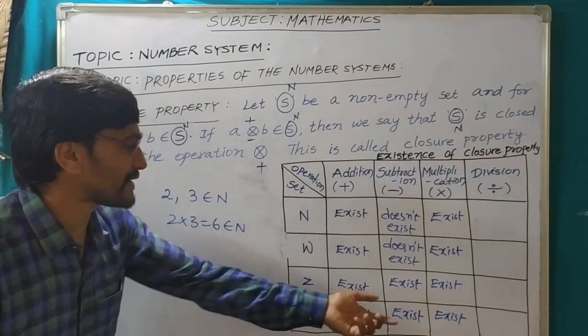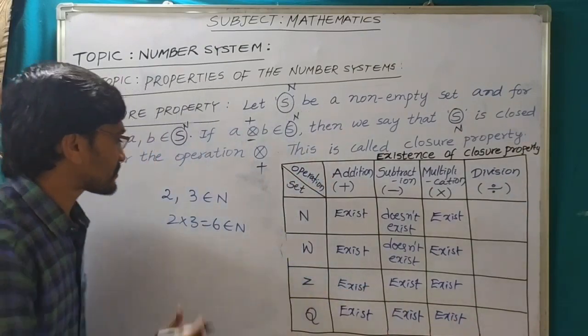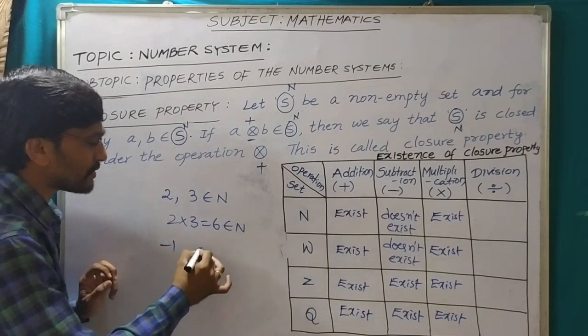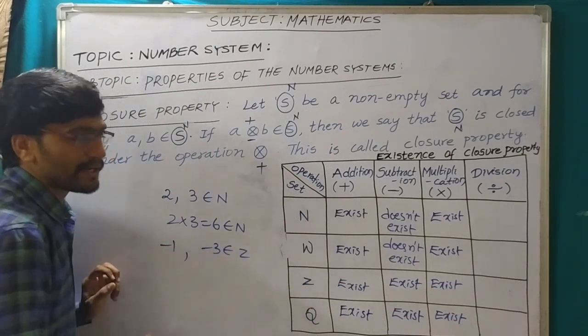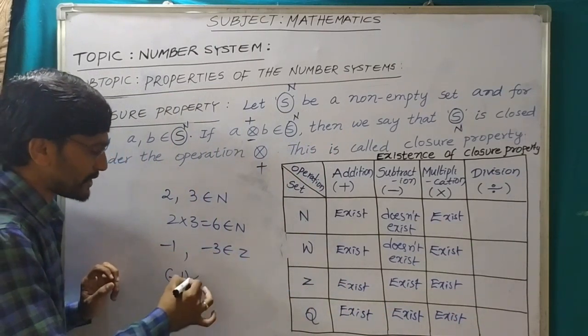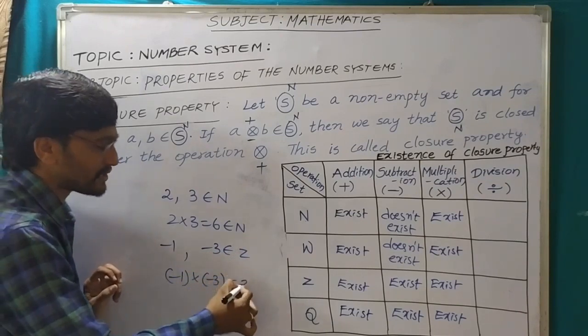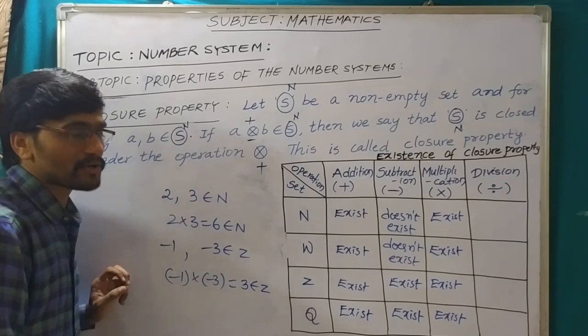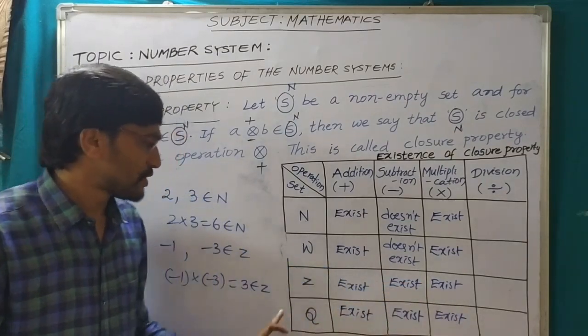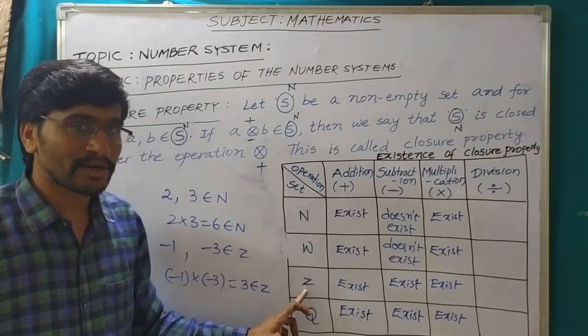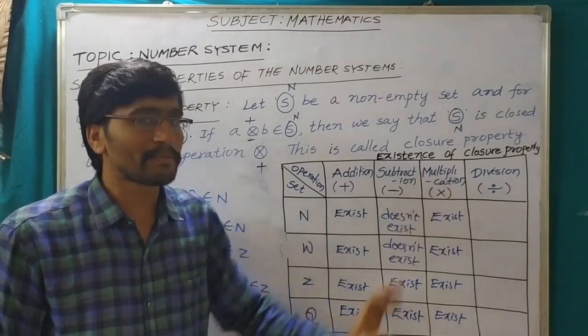Otherwise, we have to verify. Take integers -1 and -3, which are two integers. The product of the two integers, -1 into -3, gives what? Minus into minus is plus, 1 into 3 is 3. Is 3 also an integer or not? So it exists. So closure property exists for integers under the operation multiplication.